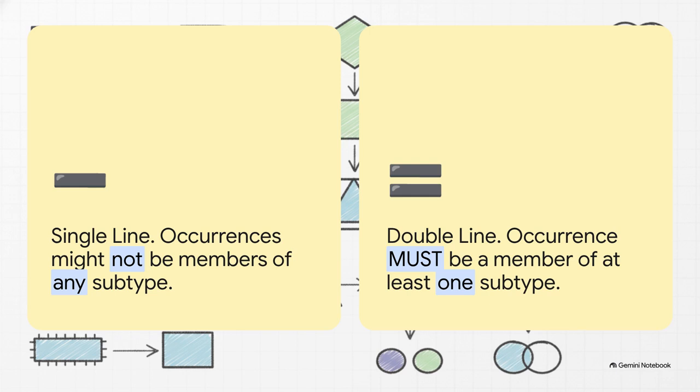For instance, maybe we have general office staff who just aren't pilots, mechanics, or accountants. Then we have total completeness, which is denoted by a double horizontal line. This means every single supertype occurrence must be a member of at least one subtype. So if they are an employee, they have to be categorized into one of our specific subtype roles, no exceptions whatsoever.